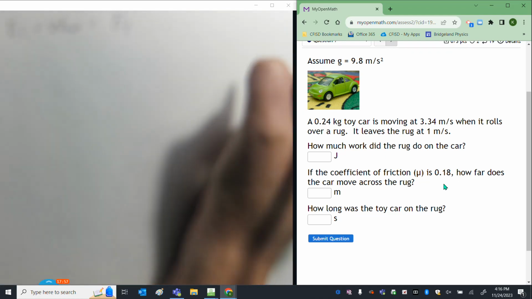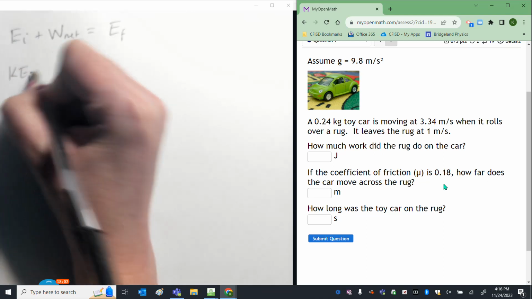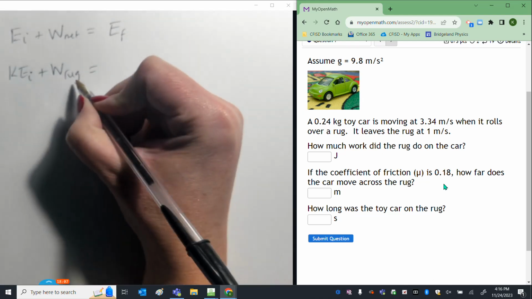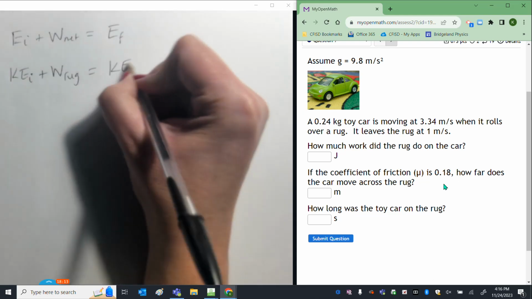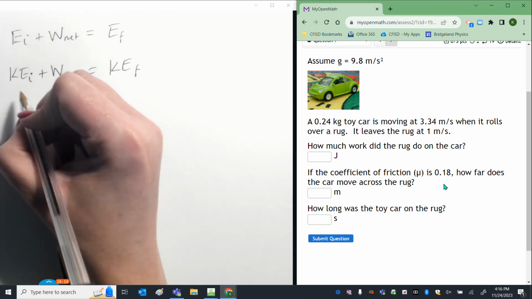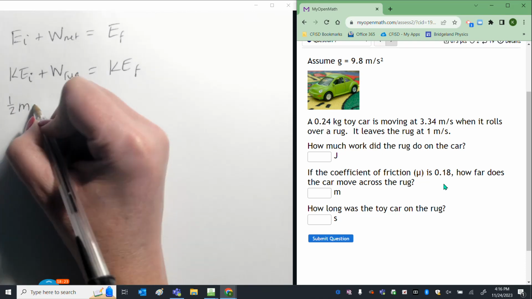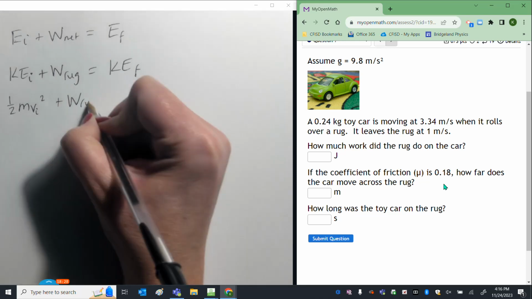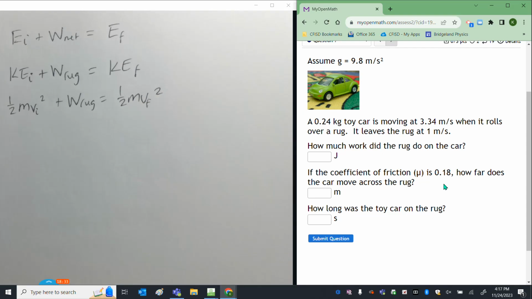Okay, that initial energy, it was moving, so we had this initial kinetic energy plus the work done by the rug equals, and this is really going to be friction, equals that final energy. It's still moving at the end, so we still have kinetic energy at the end. Again, KE, we don't have those values, rather we have things like mass and velocity, so we're going to need to substitute in the equation 1/2 mv squared plus that work done by the rug equals 1/2 mv squared. Okay, so now we can plug in.